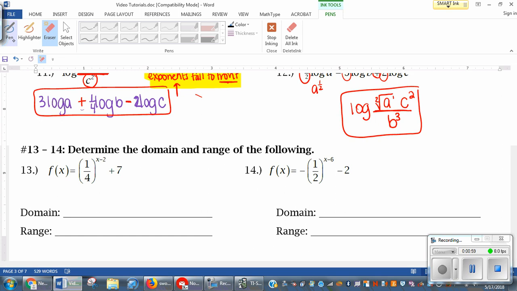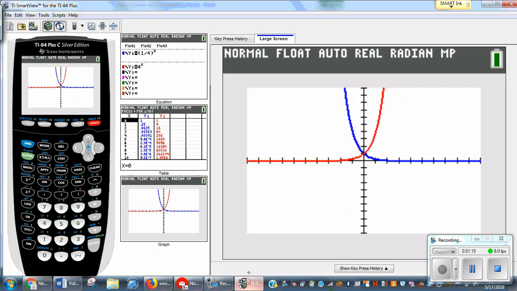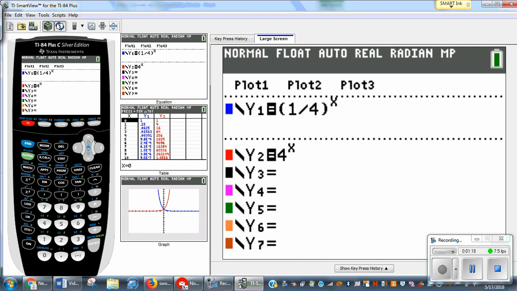So this one, because it's decay, it's going to go down to the right. Now if I put in the +7 and the -2, remember that's going to shift me right 2 and up 7. So I can show you what that looks like. I'll go back here. All right, so I'm going to say x -2. And then we have +7. And I'll go back to my graph.